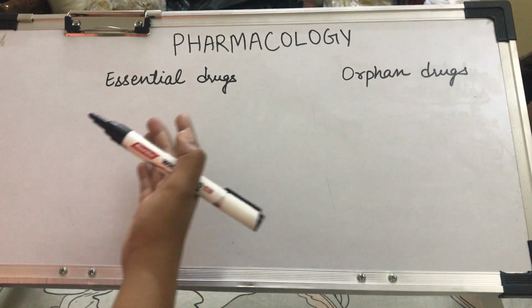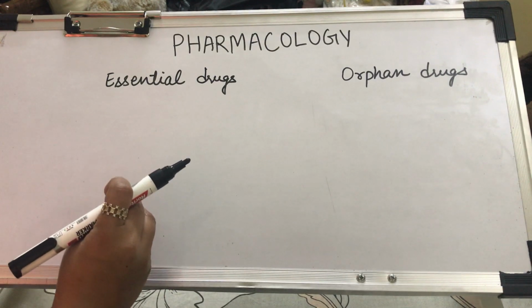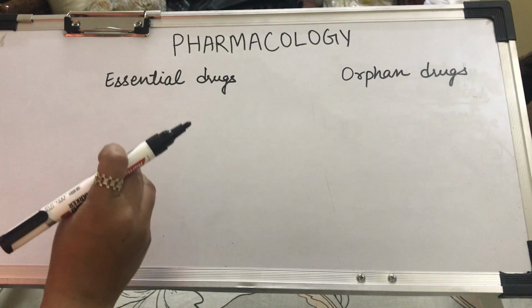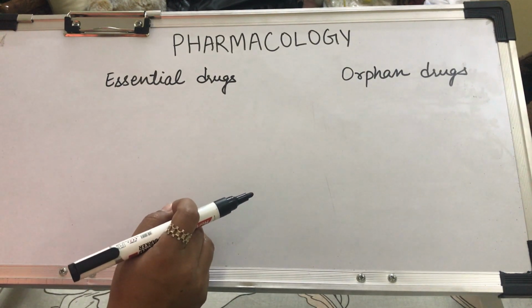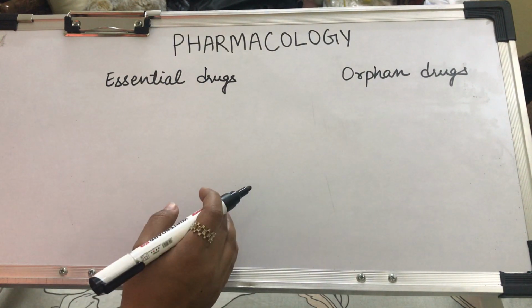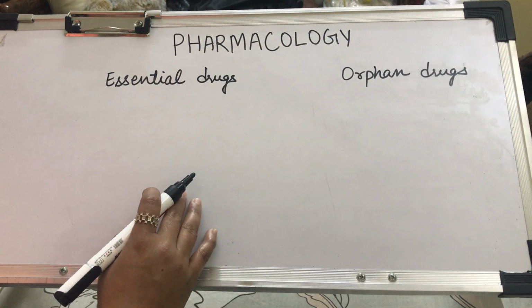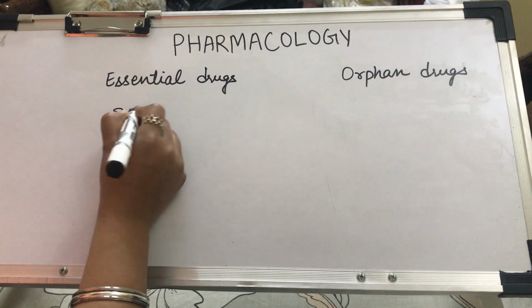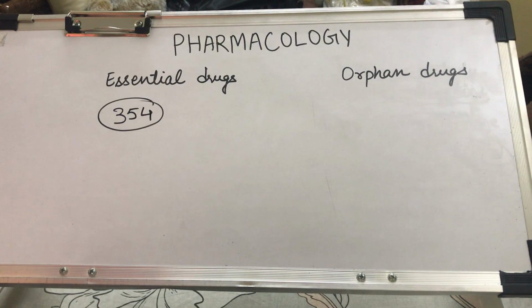And in India there is a list of these drugs under the National List of Essential Medicines, which was formulated in 1996 and revised in 2003, and there are 354 medicines in that list. So this was the small concept of essential medicines. What are the orphan drugs?